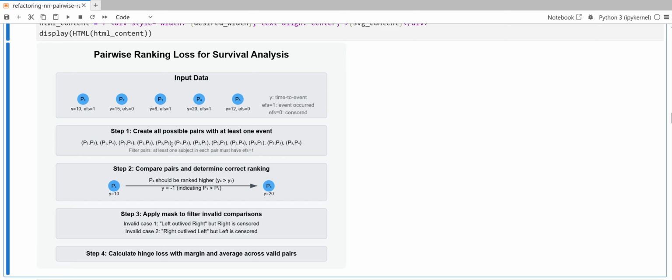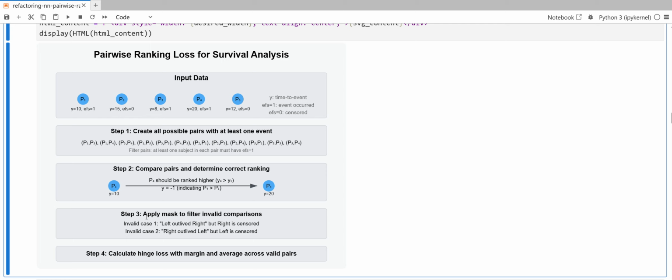Step 2, compare pairs. Now, for each pair, the model compares their survival times. It figures out who should be ranked higher. In the example, P4 should be ranked higher than P1 because P4 lived longer. We represent this with a Y value, -1 if the second person should be ranked higher, and it would be +1, though it's not shown, if the first person should be ranked higher.